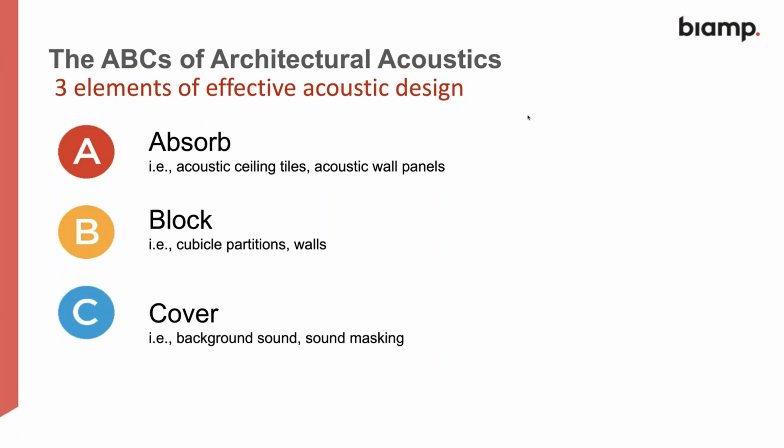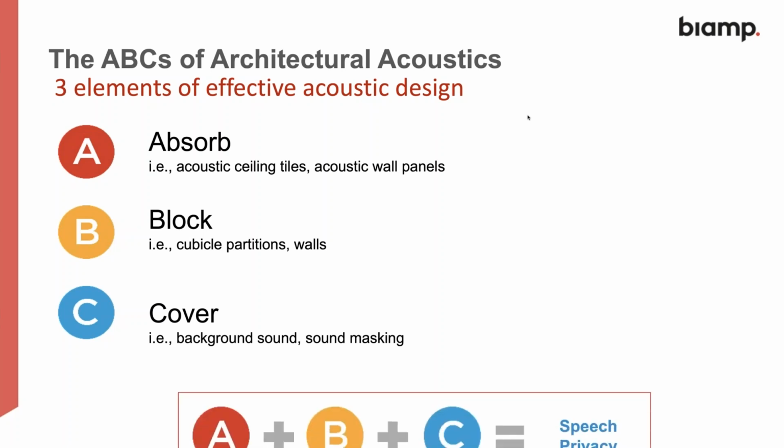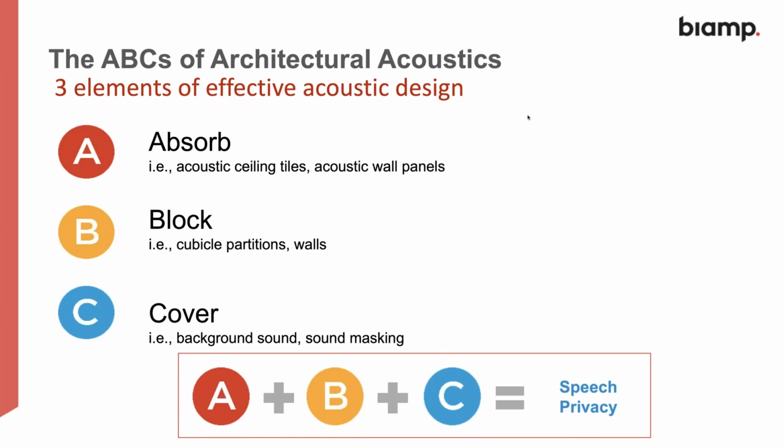In the building sense, we try to block sound. So the way that we go about that is by using partitions, cubicles, walls, anything like that. And also, if those two things prove not to be fully successful, then we can apply background sound and sound masking to the environment. And this is a very effective way of going about it. So it's A plus B plus C, all those things together give us the speech privacy.